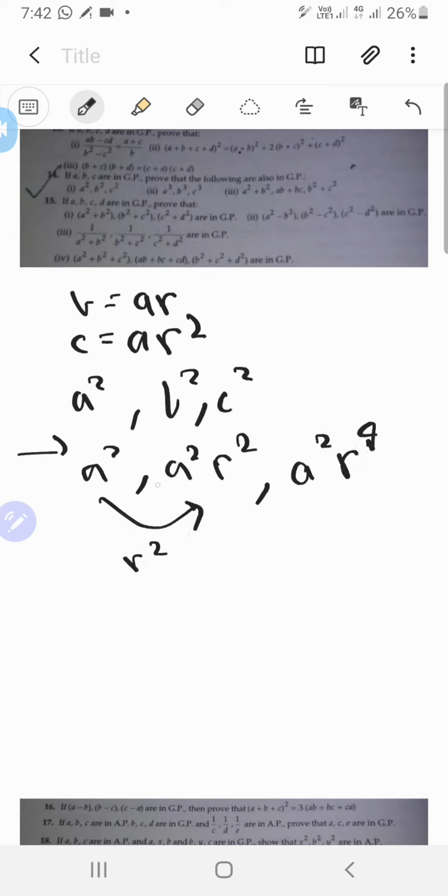If a, b, c are in GP, prove that the following are also in GP: a squared, b squared and c squared. So suppose a, b, c are in GP, so we can write b equals a times r and c equals a times r squared. Yes, so a squared, b squared and c squared, this series can be written as a squared, then b squared is going to be a squared times r squared, and then c squared can be written as a squared times r to the 4th power. You can see this is a jump of r squared. You multiply this by r squared to get this thing, and then you multiply this by r squared to get this thing. So this is also a GP, very correct.